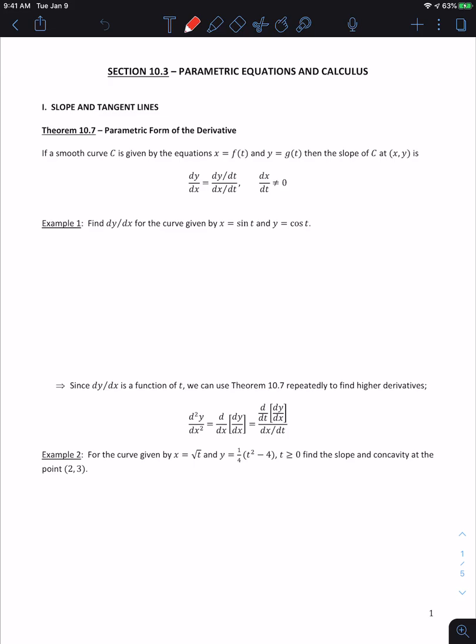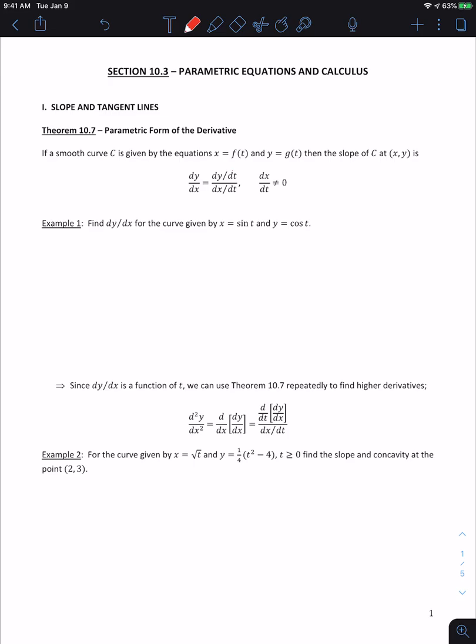All right, so let's go ahead and talk about subsection 1 here, which is slope and tangent lines. So we start out with Theorem 10.7, the parametric form of the derivative. If a smooth curve C is given by the equations x equals f of t, right, our x is a function of t, and y equals g of t, then the slope of the curve C at (x, y) is dy/dx equal to the derivative of the y equation with respect to t, over the derivative of the x equation with respect to t, provided that dx/dt does not equal 0.